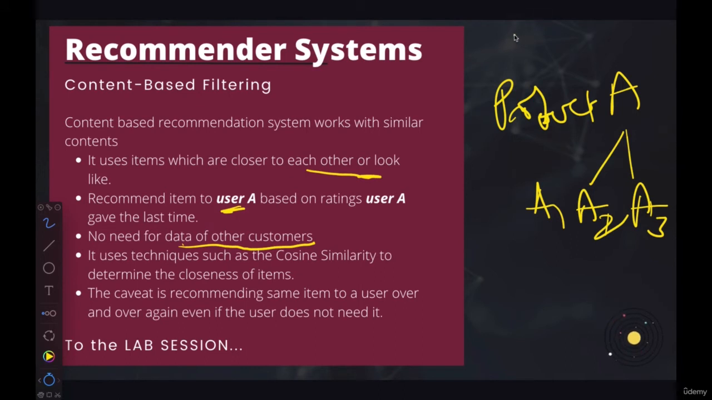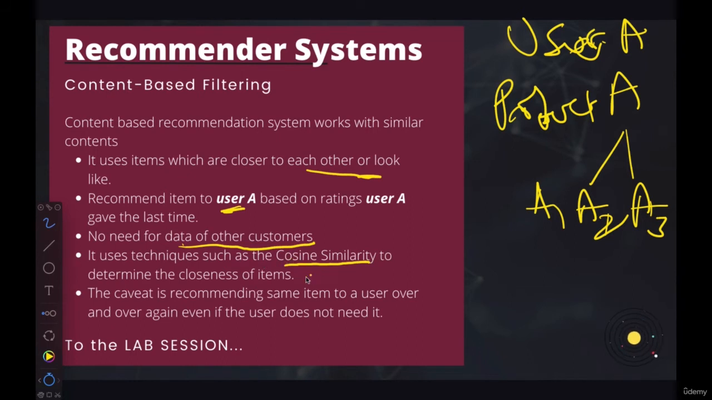You can base it on user A's behavior or user A's past records, and then make the recommendation based on that. In this case, we use a technique called cosine similarity. I'm going to explain that to you in a moment.